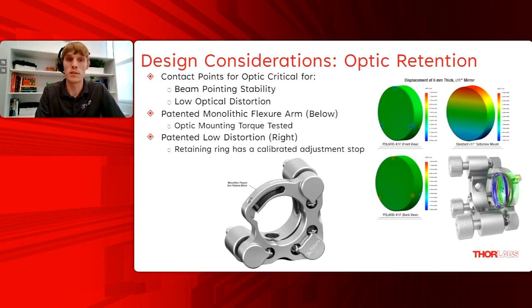It's important for that pointing stability and low optical distortion, so you don't get as distorted of a wavefront when bouncing off a mirror, for instance. We have a few different types of optic retention mounts, but pictured here I'll show 2 of them. One is the patented monolithic flexure arm shown below. Monolithic just means made from a single piece, as opposed to a flexing spring or some other arm. This arm shown right here along this ridge is all made from the same mount material. So the entire faceplate, including that arm, is considered monolithic.